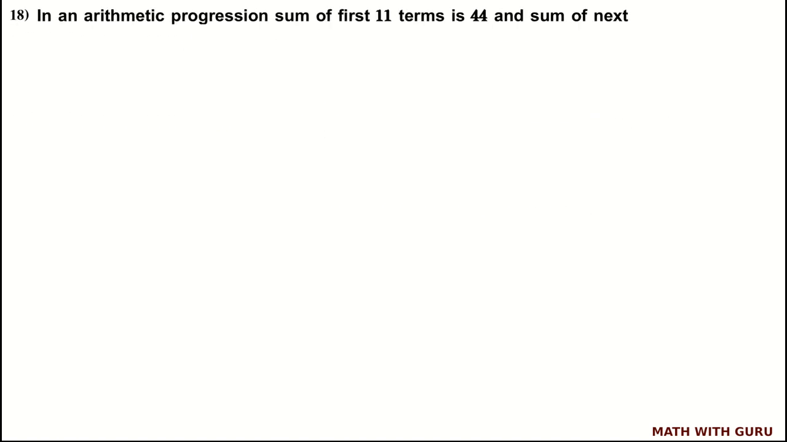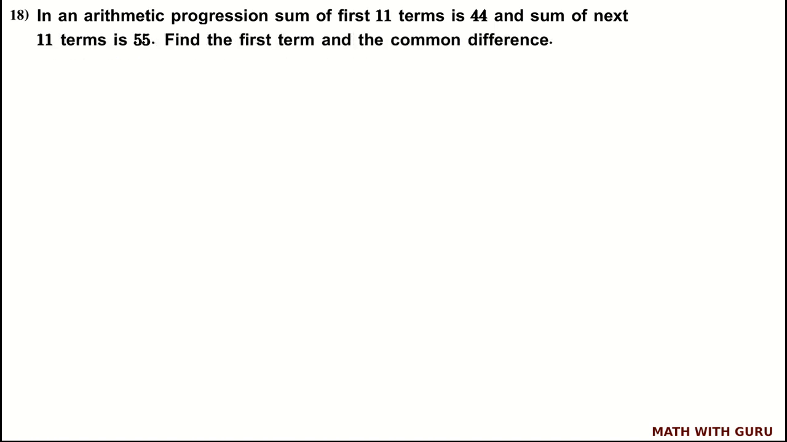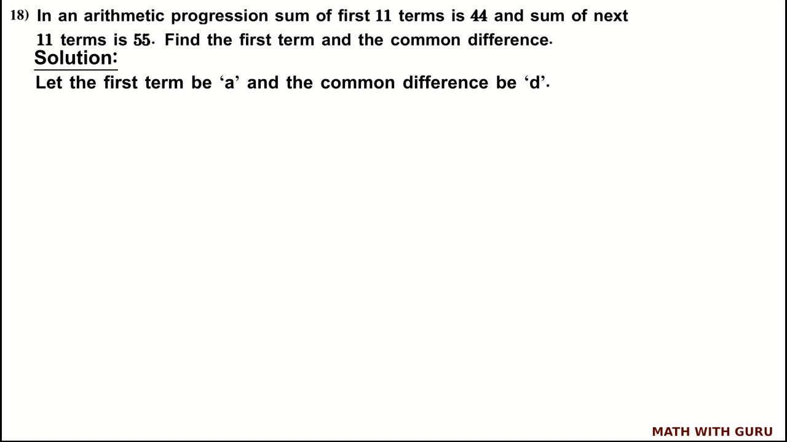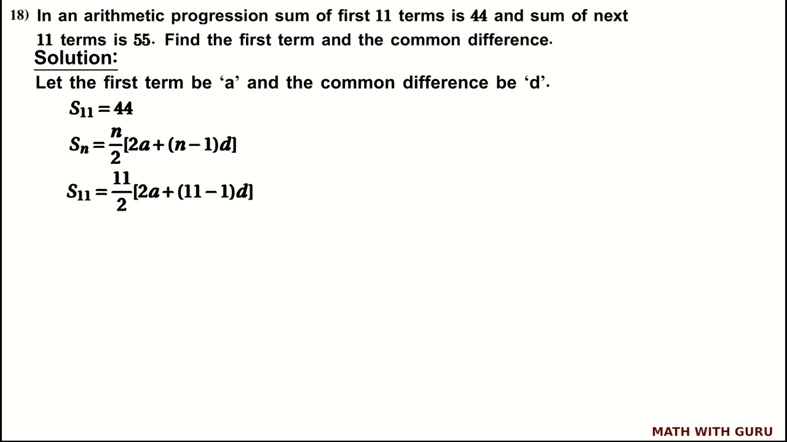In an arithmetic progression, this is the 18th question. Sum of 11 terms is 44 and sum of next 11 terms is 55. Find the first term and the common difference. Let the first term be a and the common difference be d. S_11 equals 44. Let us use the formula for S_n. Sum of first n terms equals n by 2 into (2a plus (n minus 1) into d). S_11 equals 11 by 2 into (2a plus (11 minus 1) into d).